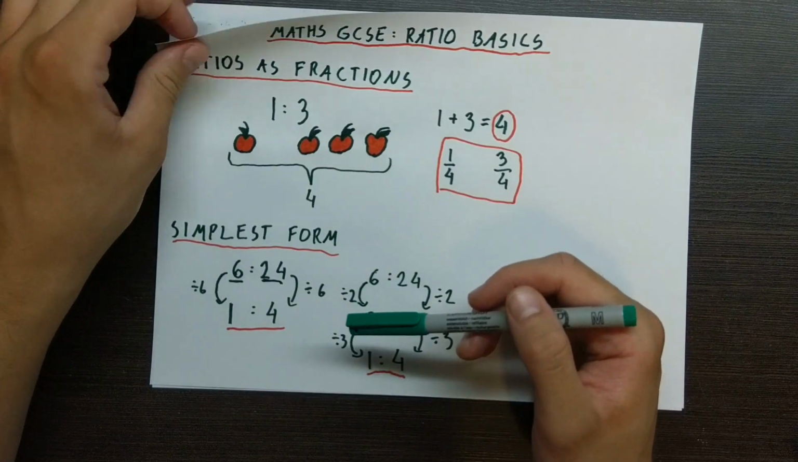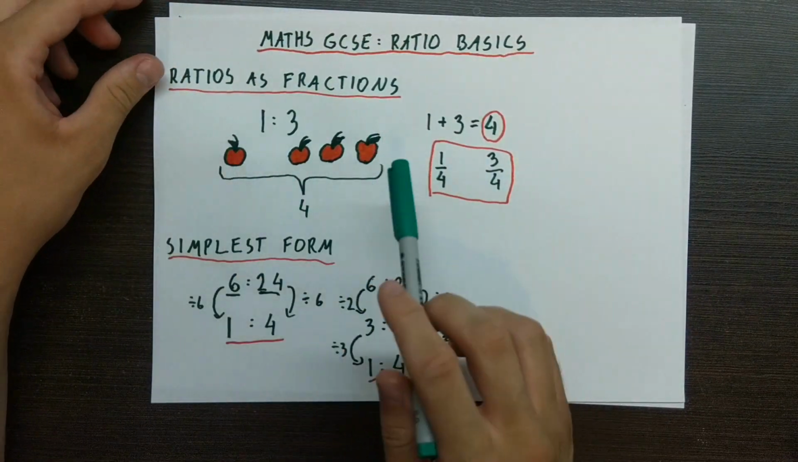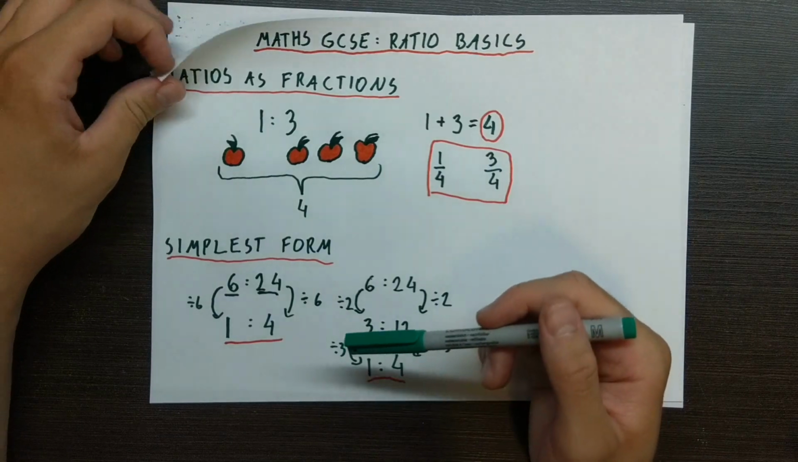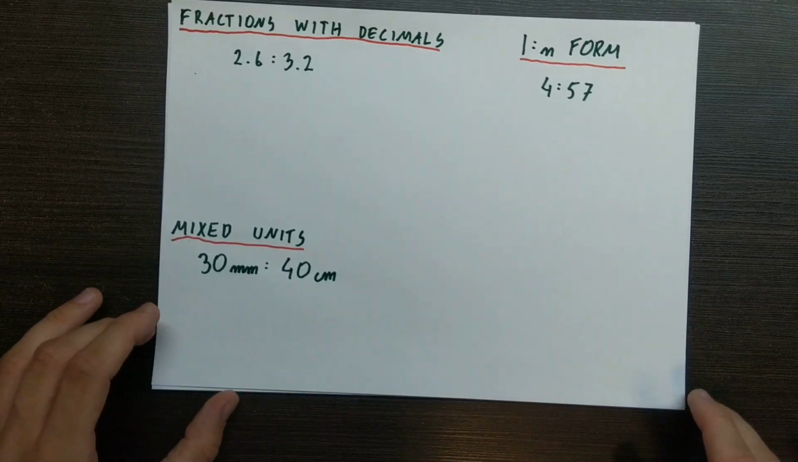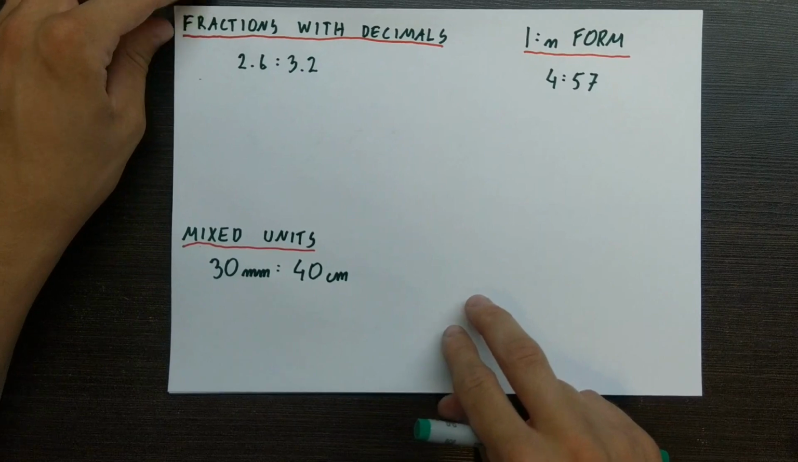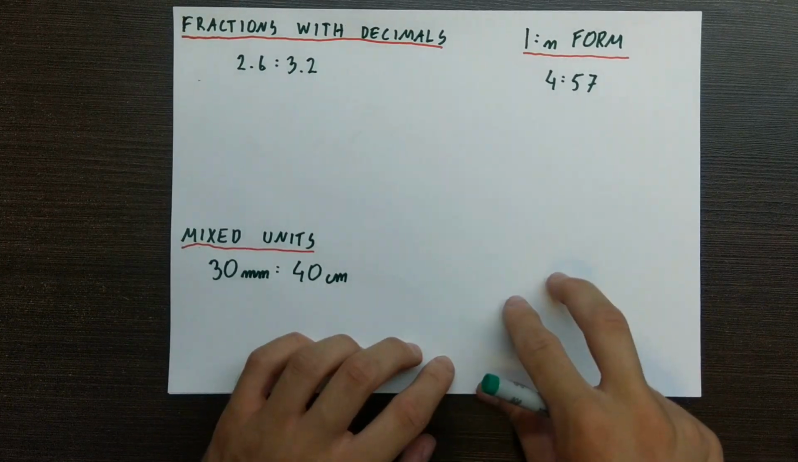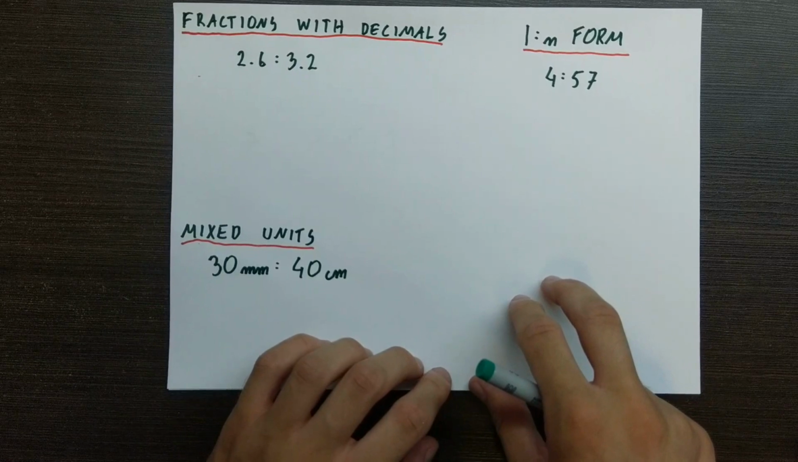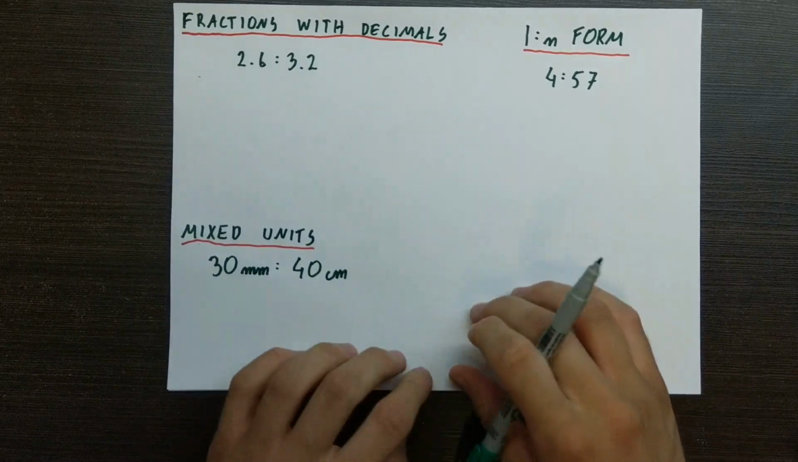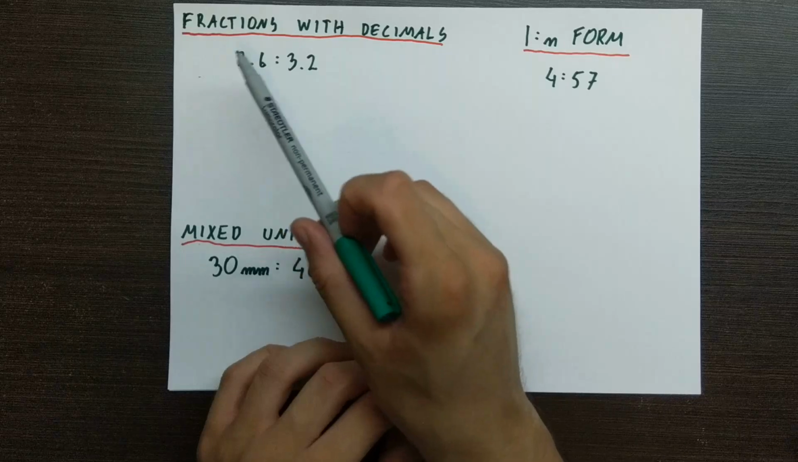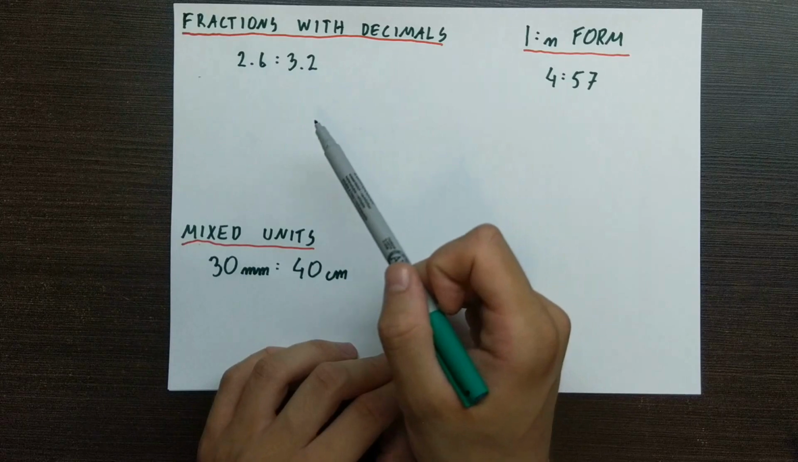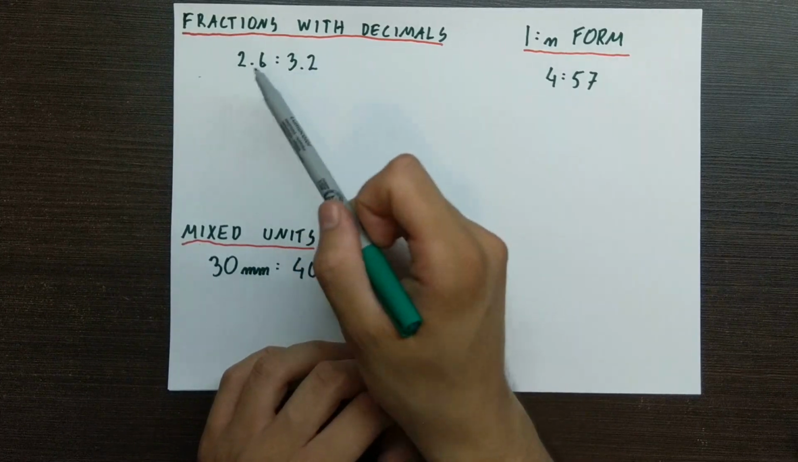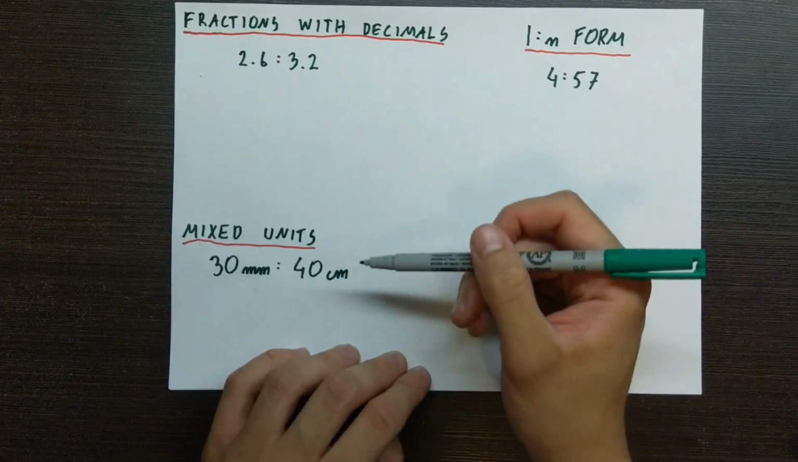Okay, so this is how you do ratios as fractions, and that's how you arrive at the simplest form of a ratio. Now let's carry on with these little topics. Okay, so what if we get decimals? What if we get a ratio that has decimal fractions? How do we deal with that?